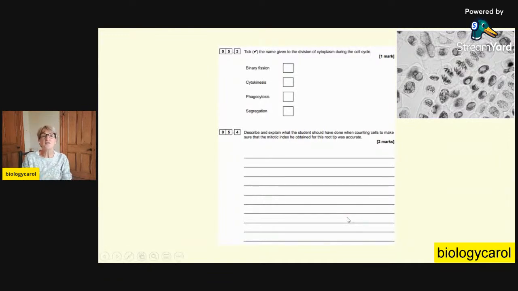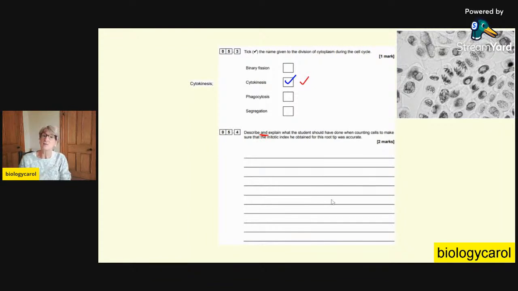Tick the name given to the division of cytoplasm during the cell cycle. It is cytokinesis. Over 90% of students got this right. So here we go. Describe and explain what the student should have done when counting cells to make sure that the mitotic index he obtained for this root tip was accurate. 2 marks, describe and explain. There'll be a mark for both.